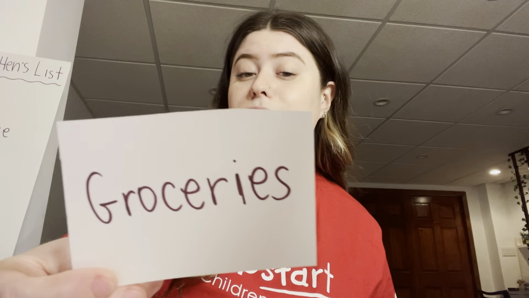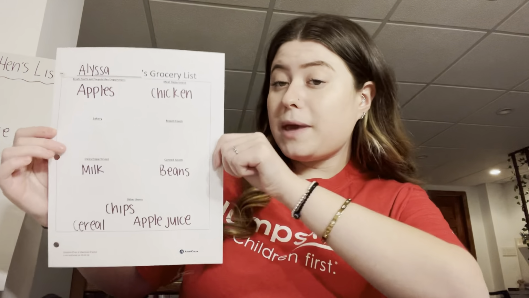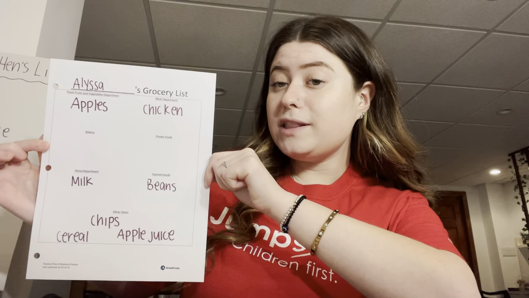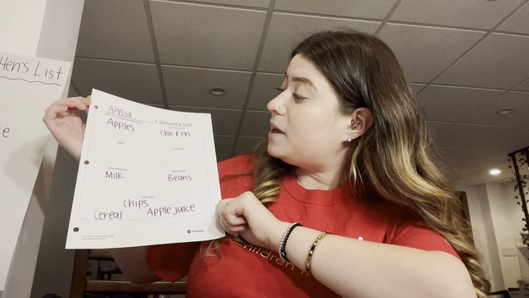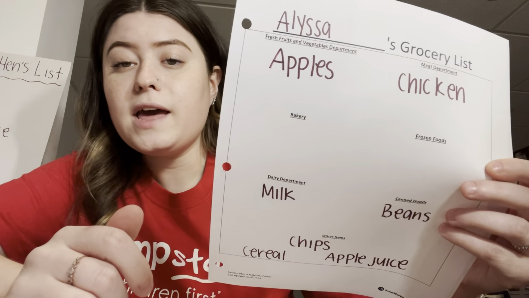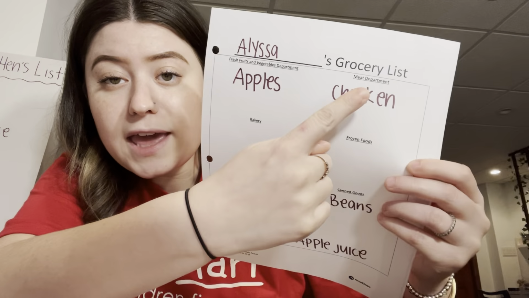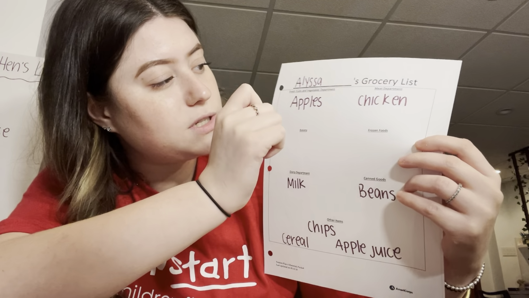And now groceries are food and household items that you buy at the store to bring home. So now everyone's going to be able to make their own grocery list with another Jumpstart friend in another video. But here is mine. And now if you look closely, the list has different categories. Let's read them. This one says fresh fruits and vegetables department.